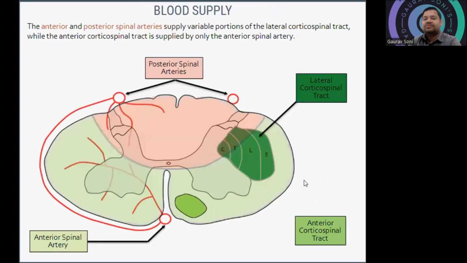Now, the blood supply will basically be from both the anterior and posterior spinal arteries, which will supply portions of the lateral corticospinal tract, whereas the anterior corticospinal tract will be supplied by the anterior spinal artery.